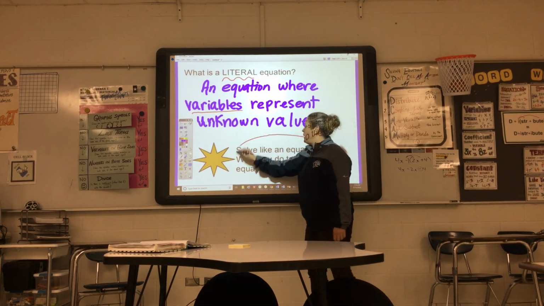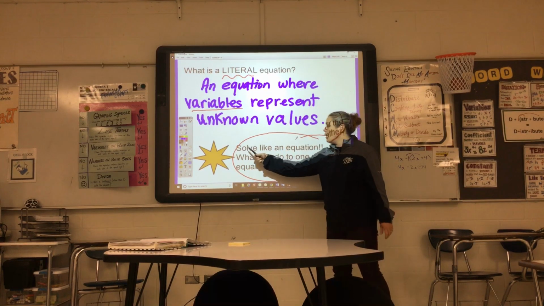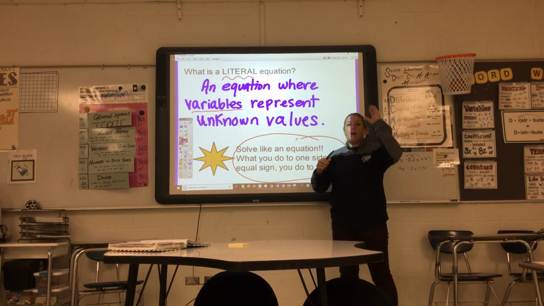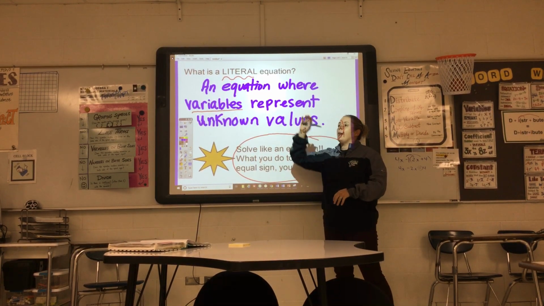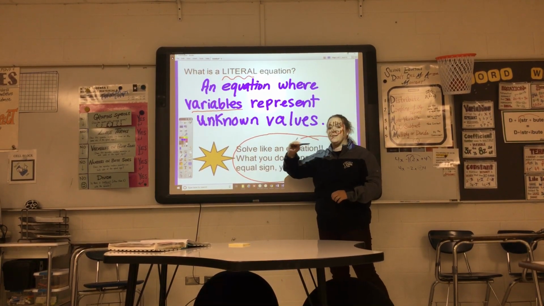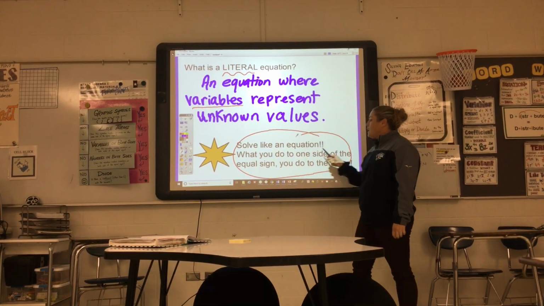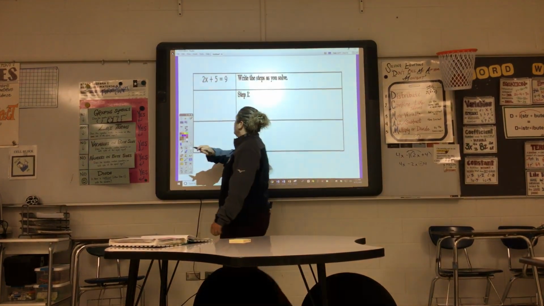Here's the biggest piece of the puzzle. Solve it just like you would an equation. So if you have an addition, you're going to do the inverse, the opposite, you're going to subtract. If you have a multiply, you're going to divide. If you have divide, you're going to multiply. So what you do to one side of the equal sign, you do to the other, okay?